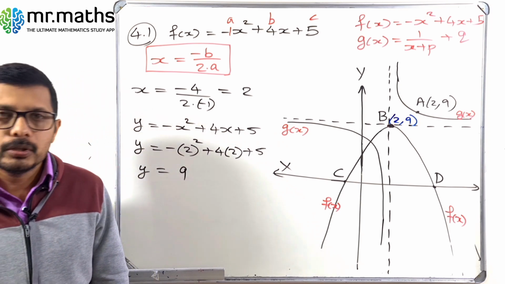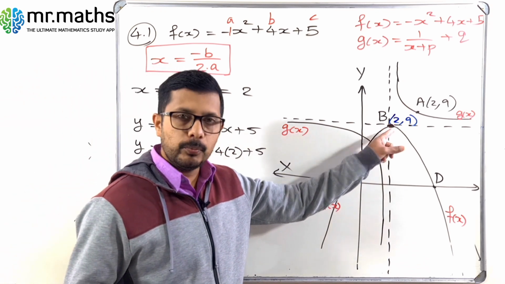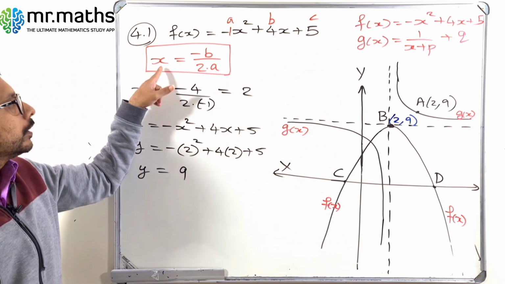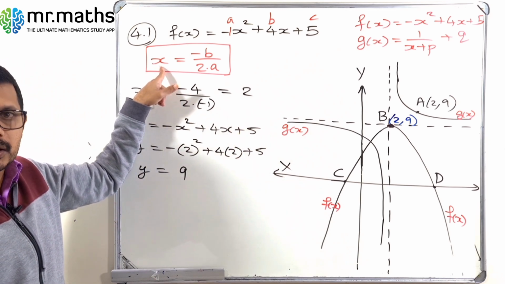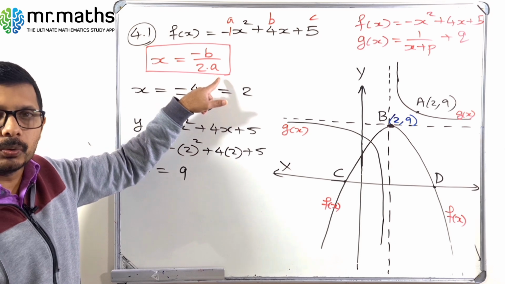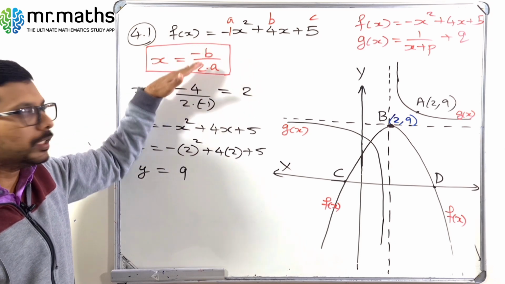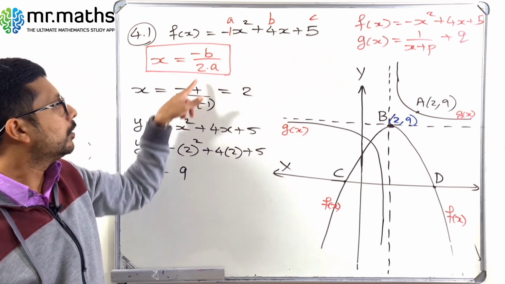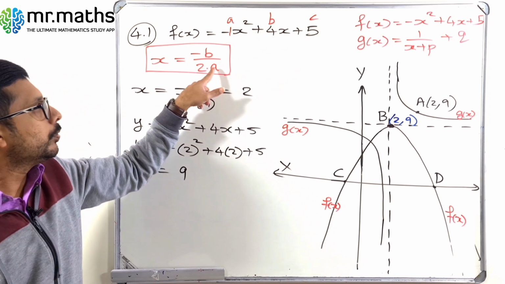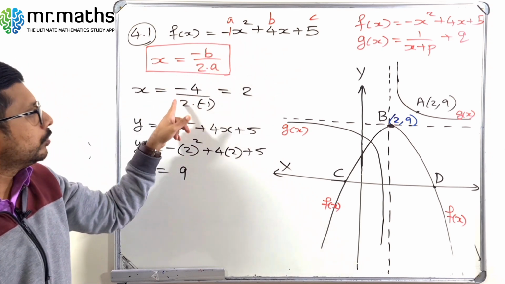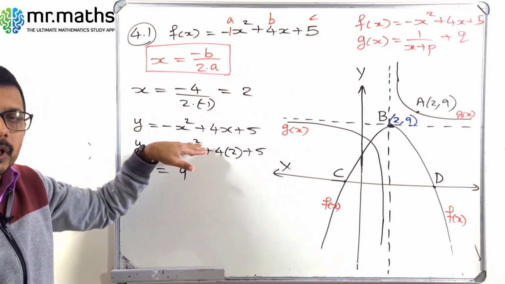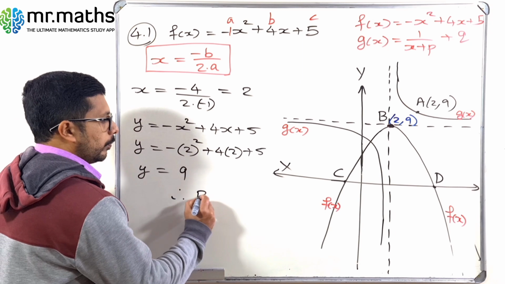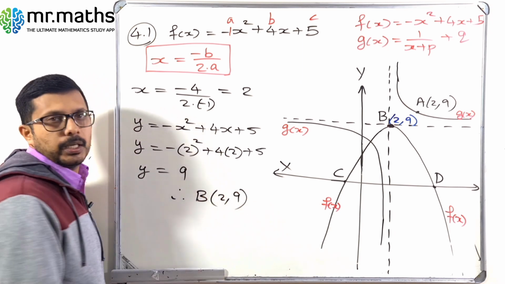So listen once more. To find the coordinate of the turning point, if the equation is given like this, it's very easy. You have to remember how to find the x coordinate. There is a formula: x is equal to minus b divided by 2a. This formula you have to remember. Then it is easy. You just substitute a, b, that's all. Minus b, minus, what is b? 4. 2 into a, what is a? Minus 1. 2 into minus 1, then you will get the x value. Then substitute again in the same equation. You will get the y value. So what is the coordinate of b? Therefore, the coordinate of b is 2, 9.